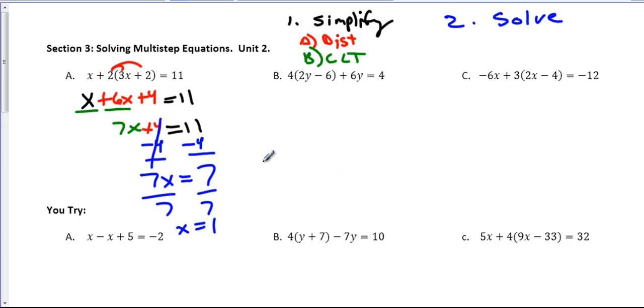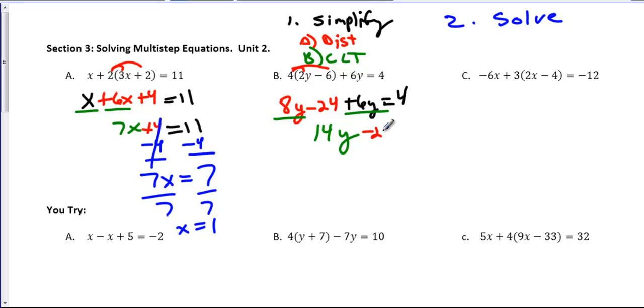Okay? Looking at b now, again, we see the parentheses, so I'm going to distribute first. That's 8y minus 24 plus 6y, and that's going to be equal to 4. Then I'm going to collect my like terms. Right there and right there. Okay, that's going to be 14y. My minus 24 is going to drop down, and my 4 remains unchanged at this point.